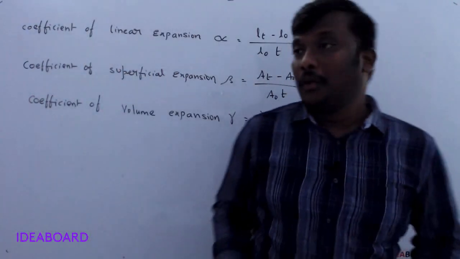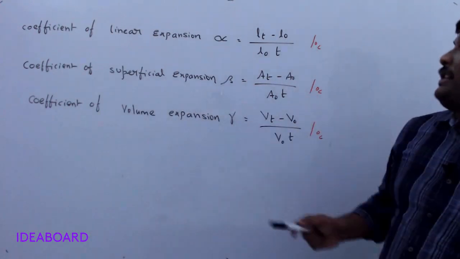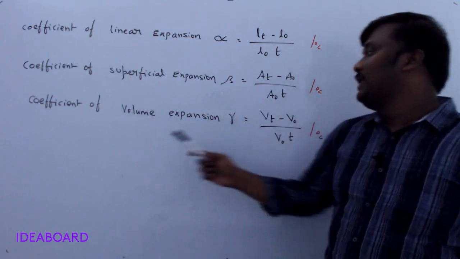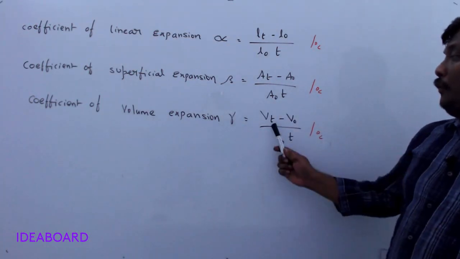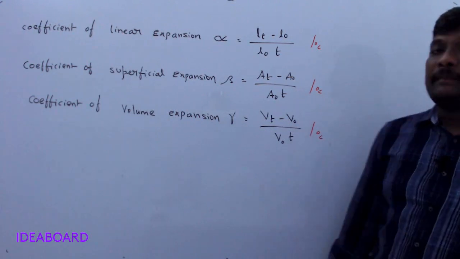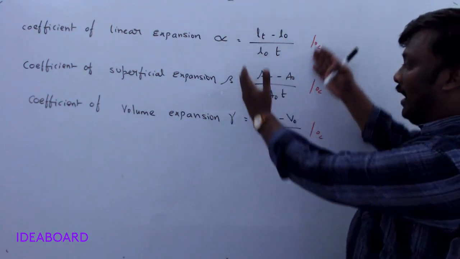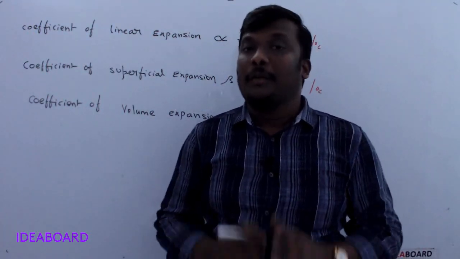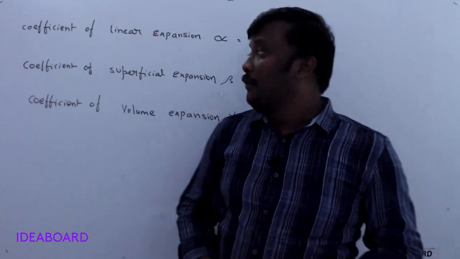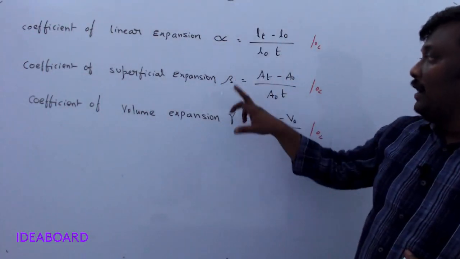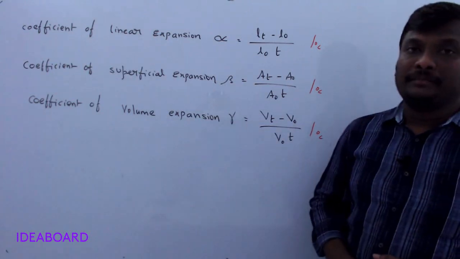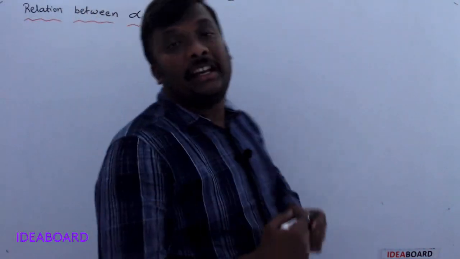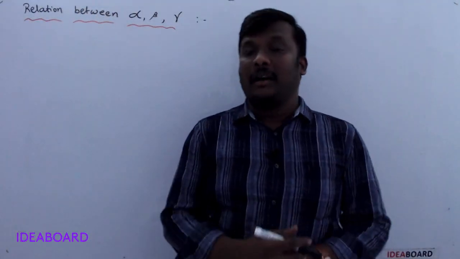We also know about the coefficient of superficial expansion, beta is equal to AT minus A naught by A naught into T, and the coefficient of volume expansion, gamma is equal to VT minus V naught by V naught into T. So we learned all these formulas in the previous section. Now in this section we would like to know what the relation is between alpha, beta and gamma.